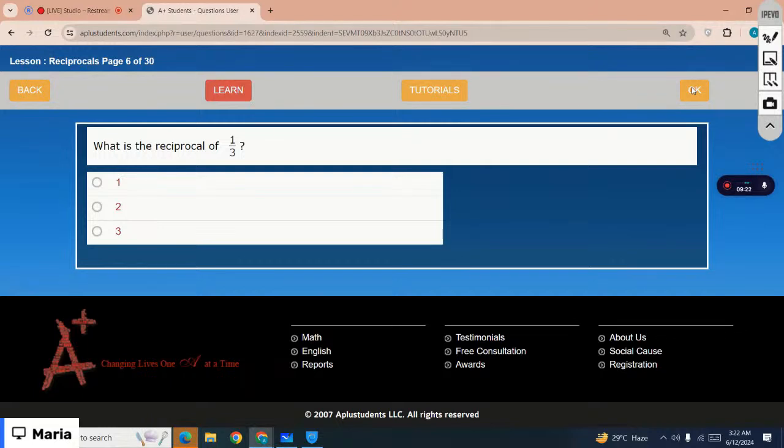What is the reciprocal of 1 over 3, which is the correct option? The correct option is 3. Option number 3 is the correct option, right? The correct option is 3.